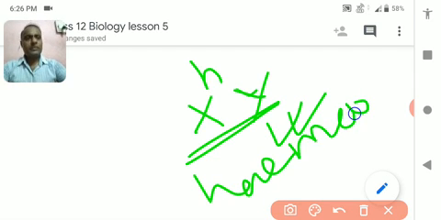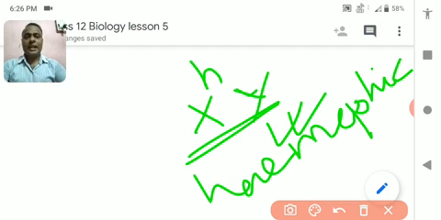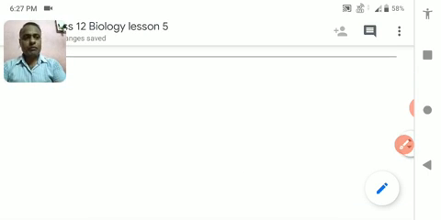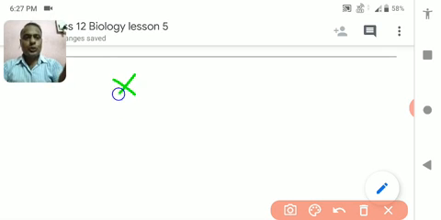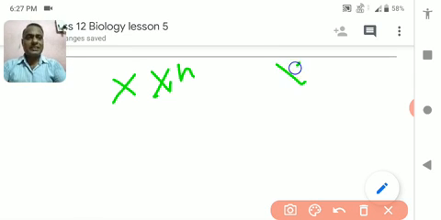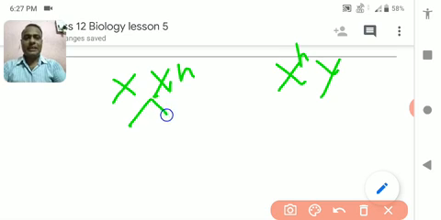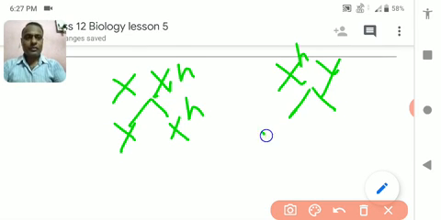Hemophilic means he does not show any kind of carrier because he has only one X chromosome. So suppose there is a female who is a carrier, meaning one of her X chromosomes contains the hemophilic trait, and there is a male who is hemophilic, and both get married to each other. So what will be the possibility?